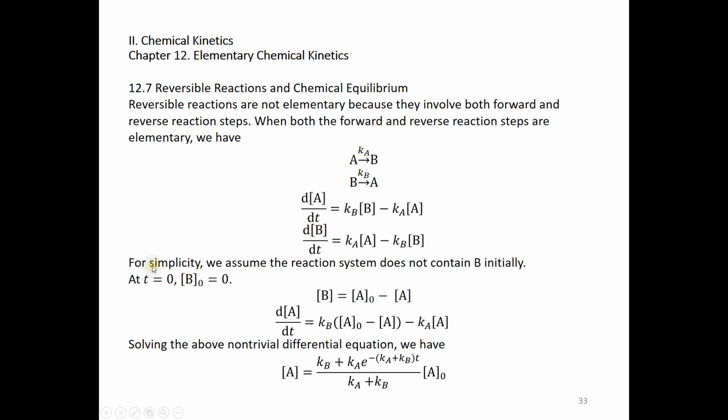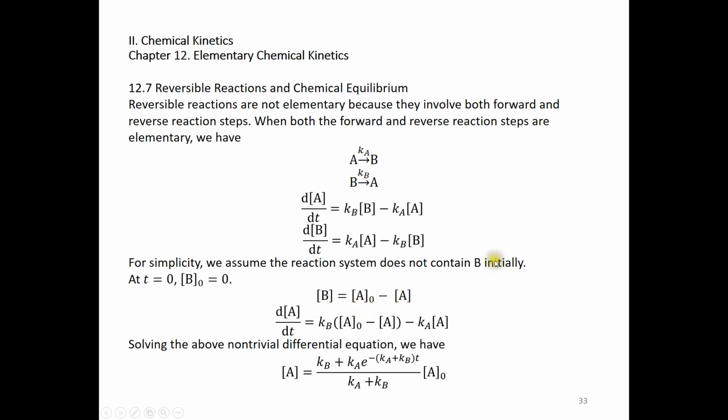Now, for simplicity, let's assume the reaction system does not contain B initially. That means at time 0, [B]_0 is 0. And therefore, [A] plus [B] is always equal to just [A]_0. [B] is just [A]_0 minus [A]. Well, what if there's B at the beginning? Well, then [B] is [A]_0 plus [B]_0 minus [A]. Alright, but that's just slightly less convenient.